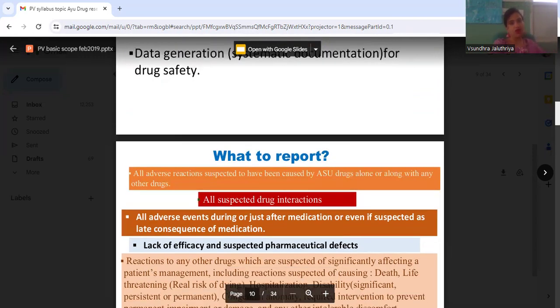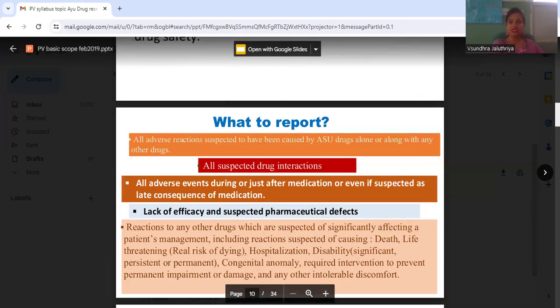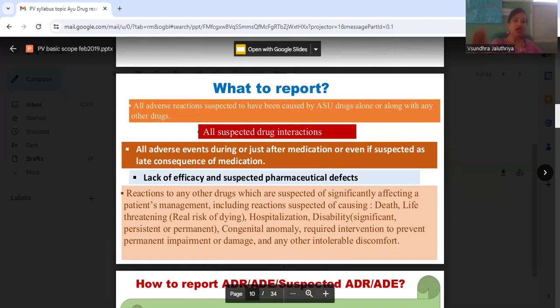What to report? All adverse reactions suspected to have been caused by ASU drugs alone or along with any other drug, all suspected drug interactions, all adverse events during or just after the medication, even if suspected as a late complication of medication. And second, lack of efficacy and suspected pharmaceutical defects.